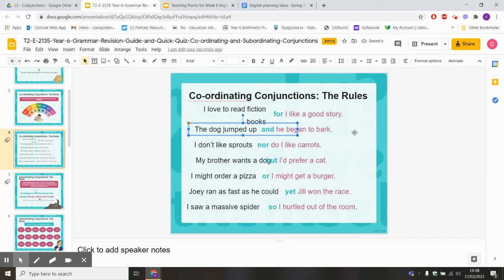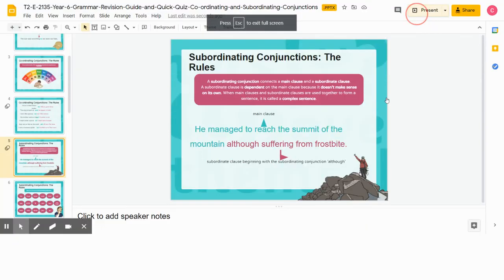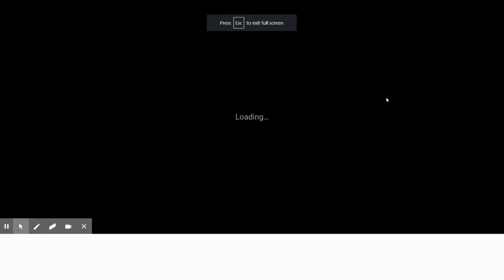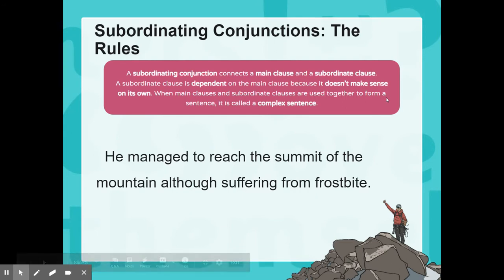The dog jumped up and he began to bark. I don't like sprouts, nor do I like carrots, and so on. We'd then like you, ladies and gentlemen, to have a go at looking at subordinating conjunctions. So please make sure you pause that video and have a go at using your coordinating conjunctions to finish the following sentences.